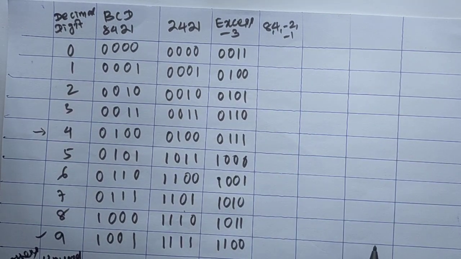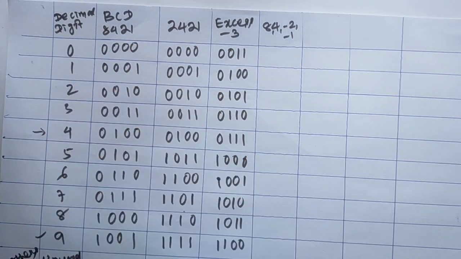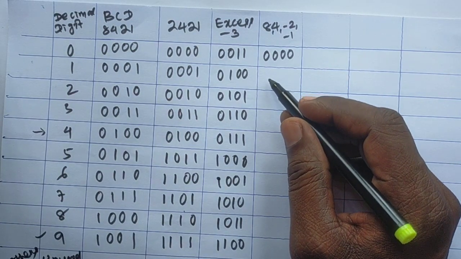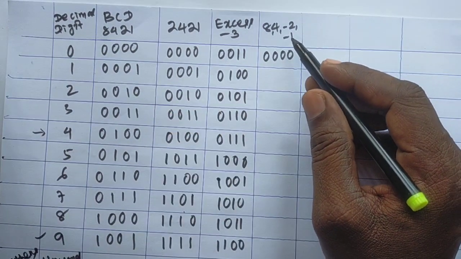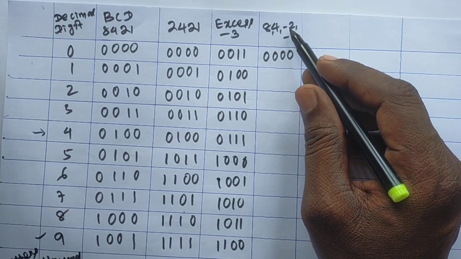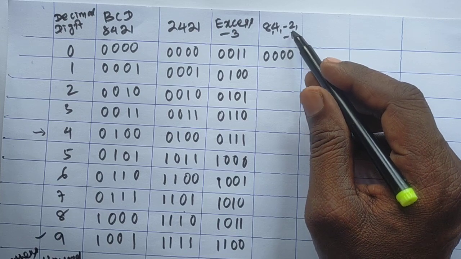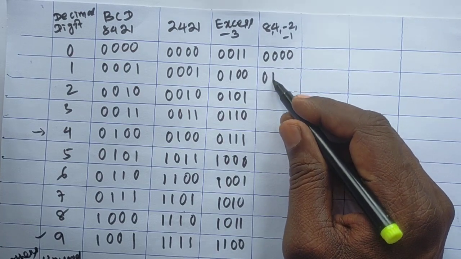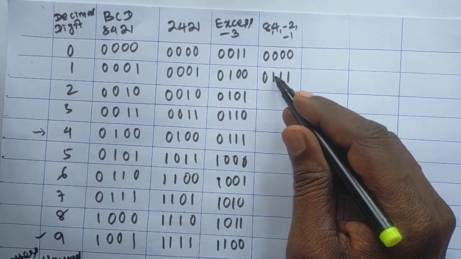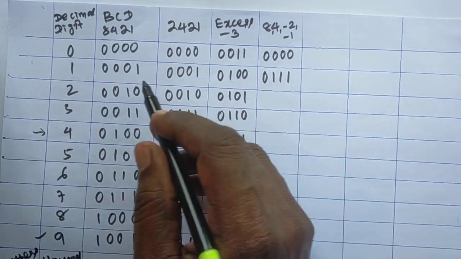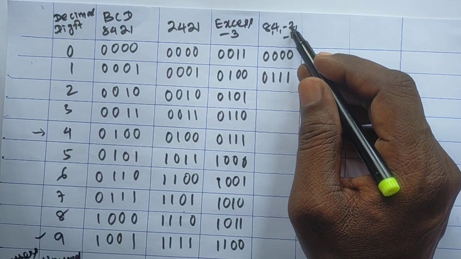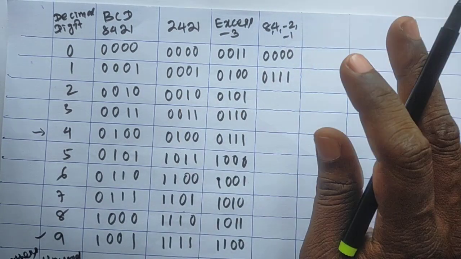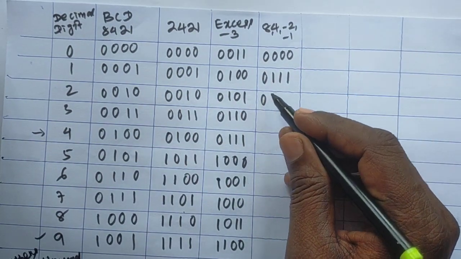Okay, next is 8 4 minus 2 minus 1. Add directly. So for the first part, no need, 0 0 0 0. Okay, the second part is just add 1 1, which will be 1, because 4 minus 2 is 2, 2 minus 1 is 1. So value is 1. So these 3 parts are required, the 8 part is not required, that is 0. Okay, like this you also define others.